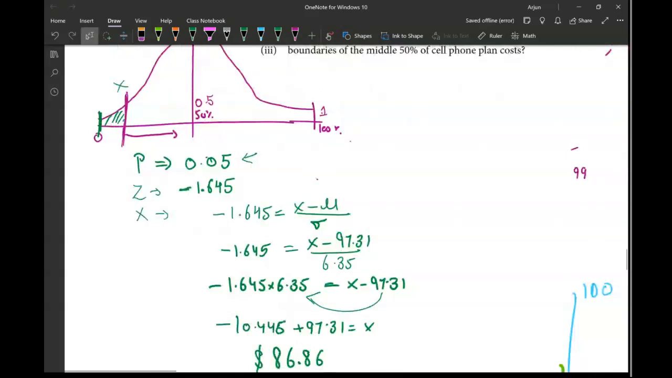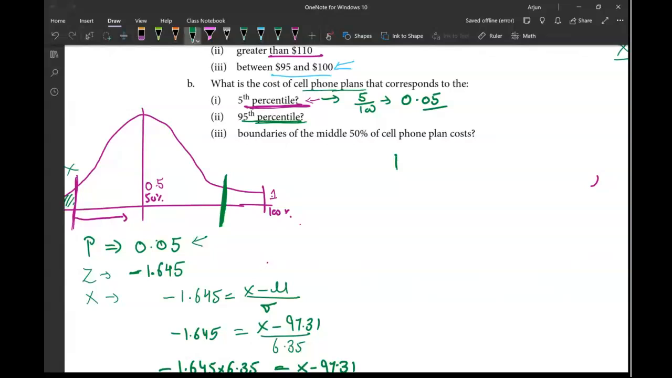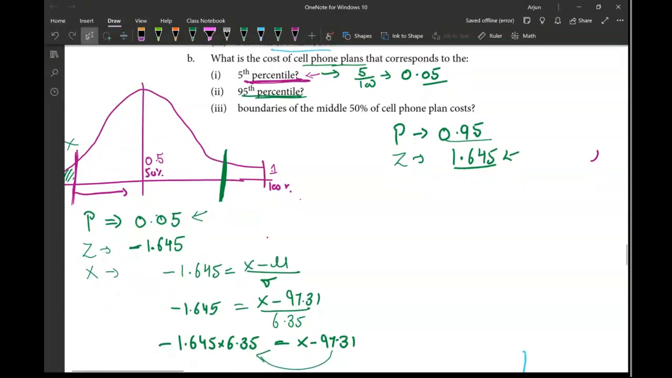All right, so hopefully you were able to understand the 5th percentile. We're going to do the same for the 95th percentile. So again, the probability is 0.95, and you will find the z-score corresponding to that. Once you look it up, it will come out to be positive 1.645. Try it, I'm pretty sure it's going to come out to be this. And then I will find the x value.